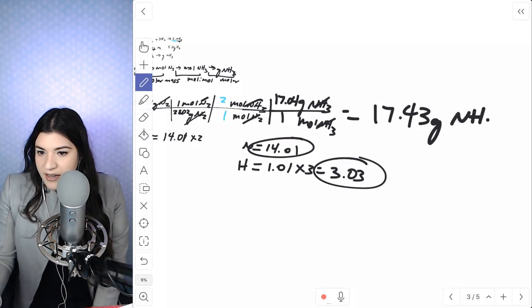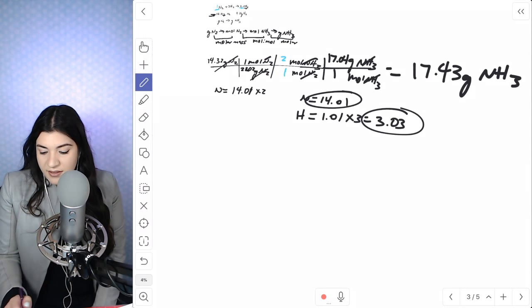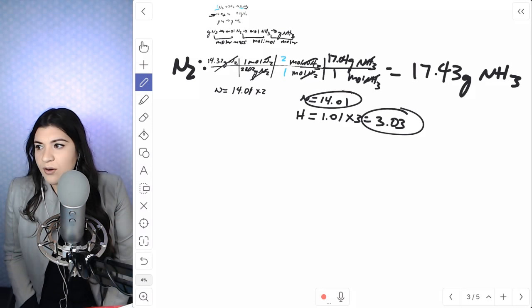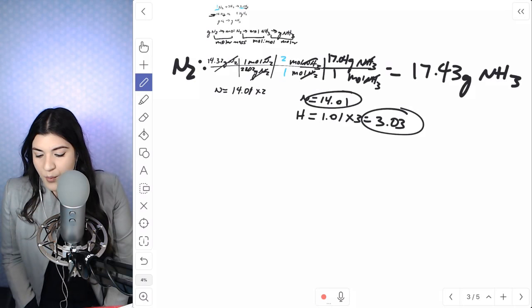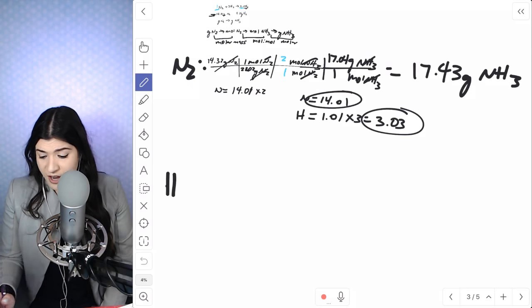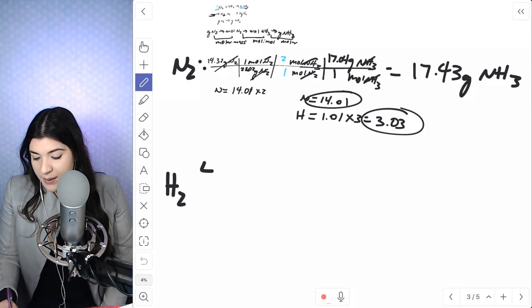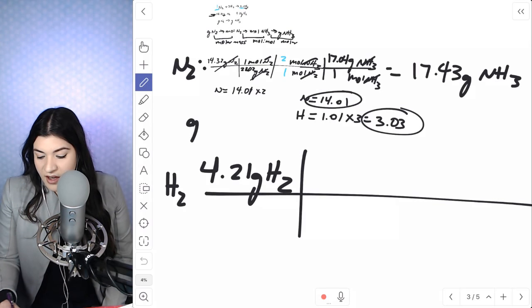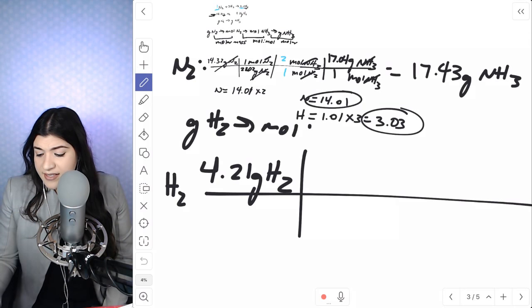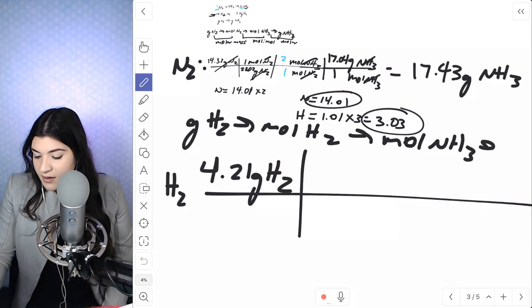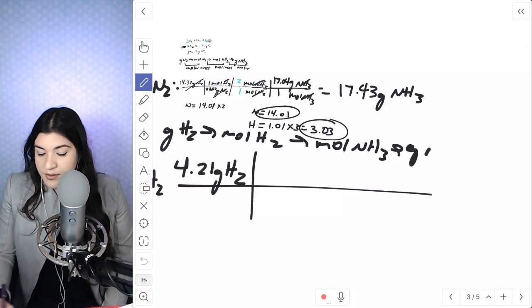And then from here, I'm going to check. That was just N2, by the way. That was seeing what that reactant would produce. So now I have to check the other reactant. H2 is the next one I want to check. I'll start off with the 4.21 grams that they gave us initially. And I'm going to make the same exact setup here, going from grams of H2 to moles of H2, and then moles of NH3 to grams of NH3. So same exact sort of setup.